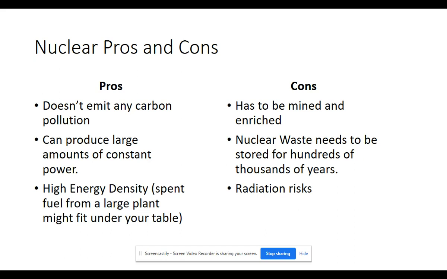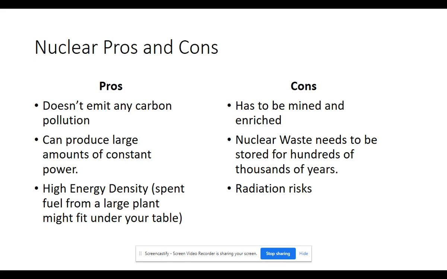That's a big thing because the theme of this whole lecture series has been on emitting climate change and carbon in the atmosphere and how that's a problem. So nuclear is really good in that it doesn't emit carbon into the atmosphere. It's also good because we can produce a large amount of constant power. We'll get into this a little bit more when we talk about wind and solar.